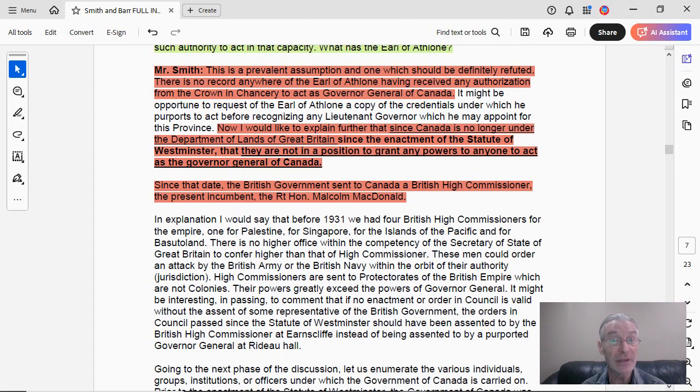This is a prevalent assumption, and one which should be definitely refuted. There is no record anywhere of the Earl of Athlone having received any authorization from the Crown and Chancery to act as Governor General of Canada.